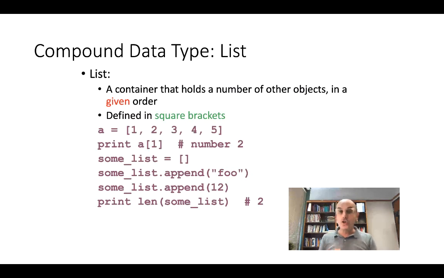And you can also have a list. For example, a container that holds a number of other objects in a given order. You can define square brackets with a container that holds the values 1, 2, 3, 4, and 5. You can ask for a print of 1, and it will say number 2. And if you have some underline list, it will leave it as an empty bracket, and you can apply to it in order for you to do that.